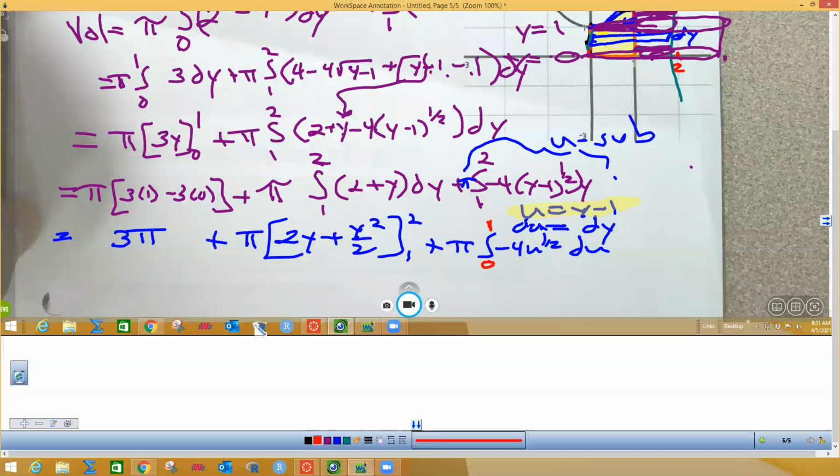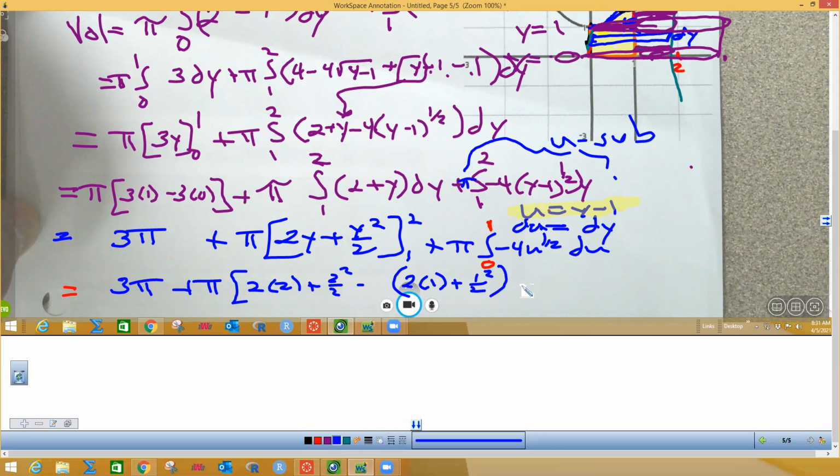Okay, so I'm going to come on down here and keep going. I still got 3 pi here. Over here, I got pi. I'm going to plug in my 2. So I got 2 times 2 plus 2 squared over 2, and then minus the whole thing when I plug a 1 in: minus 2 times 1 plus 1 squared over 2. And then over here, I got this plus pi. This is this part right here. Actually, let's go ahead and put the minus 4 out there with the pi now. Let's make this minus 4 pi.